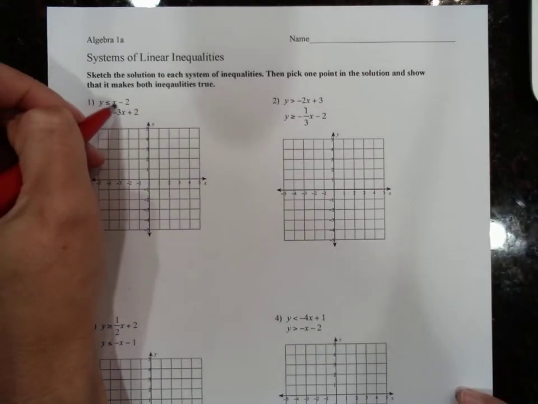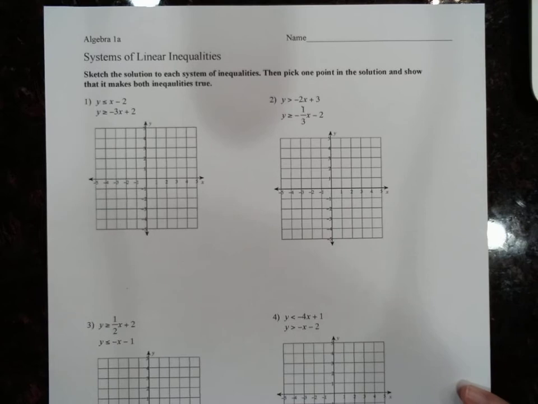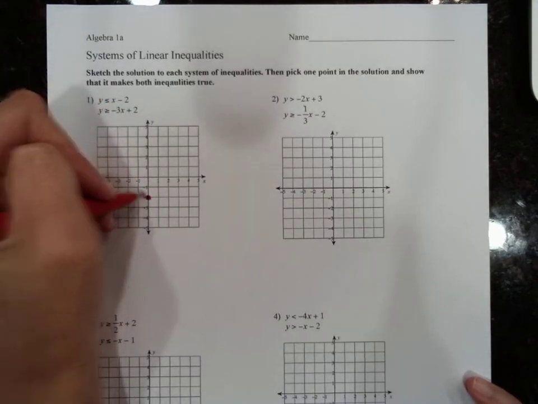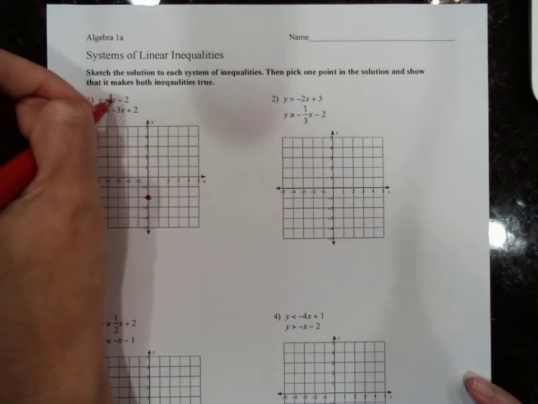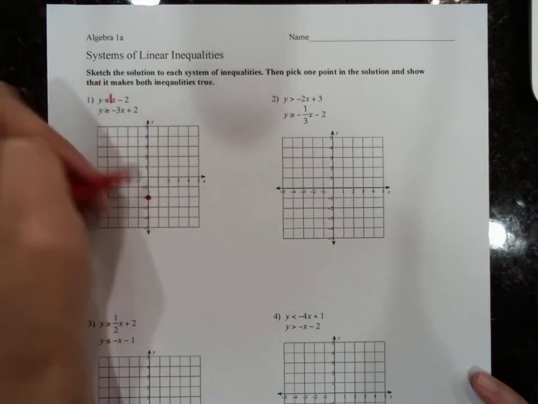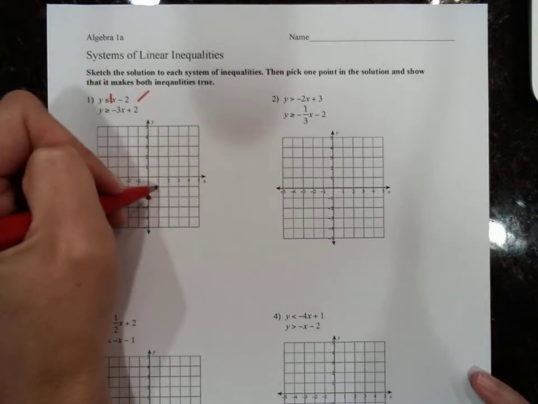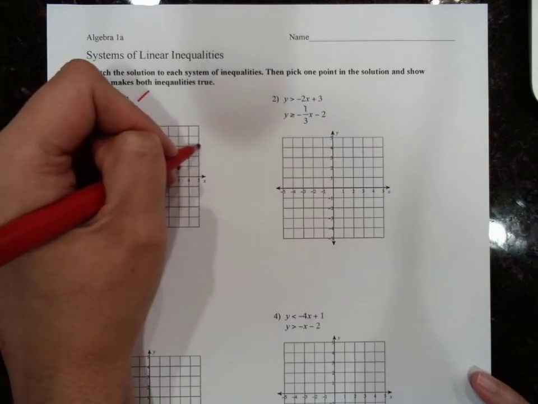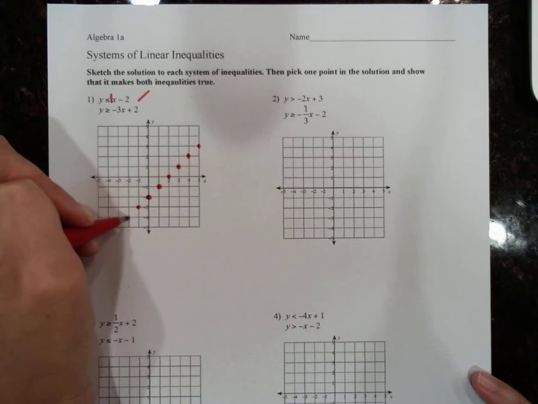So y is less than or equal to x minus 2. So we graph our y-intercept first, negative 2. Our slope is a positive 1, so our line's going up. So go up 1, right 1, up 1, right 1. Down 1, left 1.